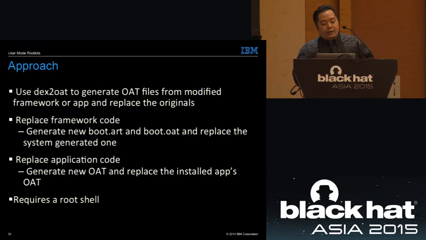So our approach is basically we use dex2oat to generate oat files from a modified framework or app and replace the original one. We have two options. We can replace framework code and generate a new boot.art and boot.oat and replace the system generated one. Or we can replace a specific application's code and generate a new oat for that and replace that installed application's oat file. And obviously we require a root shell to do all this.